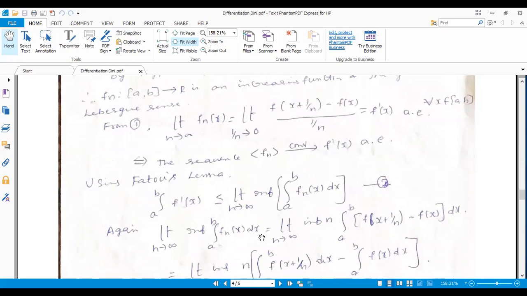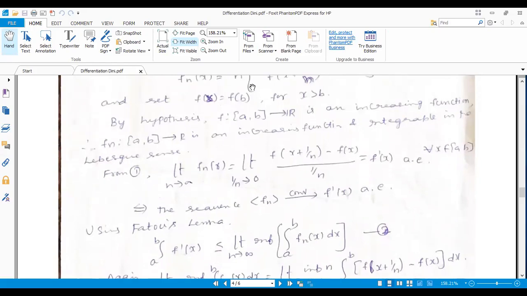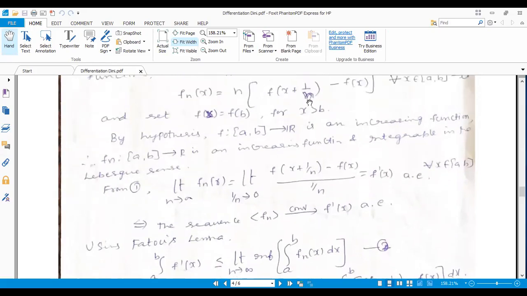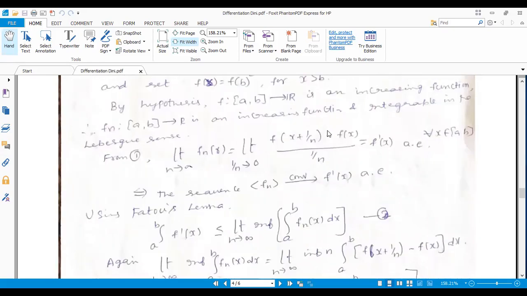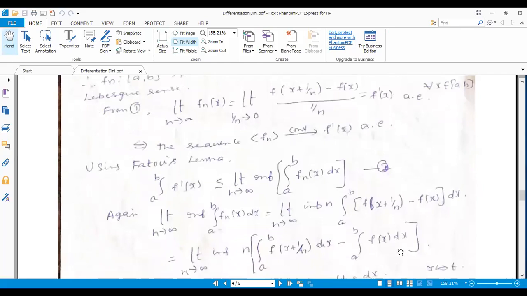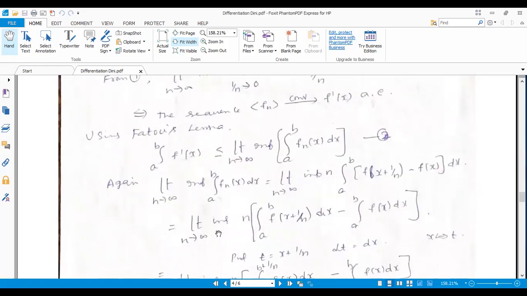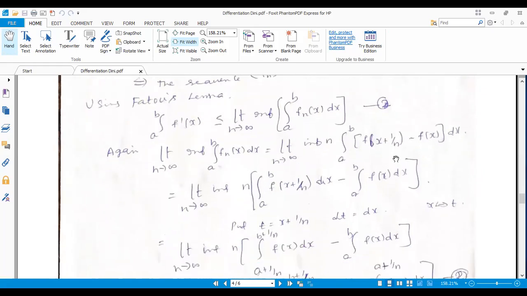Then the limit inferior as n tends to infinity of the integral from a to b of fn(x) dx can be rewritten, since fn(x) we have taken as n times f(x plus 1 by n) minus f(x) dx. Then definitely this becomes the limit inferior of n times the integral from a to b of f(x plus 1 by n) dx minus the integral from a to b of f(x) dx. We can separate the integral by the linearity property.